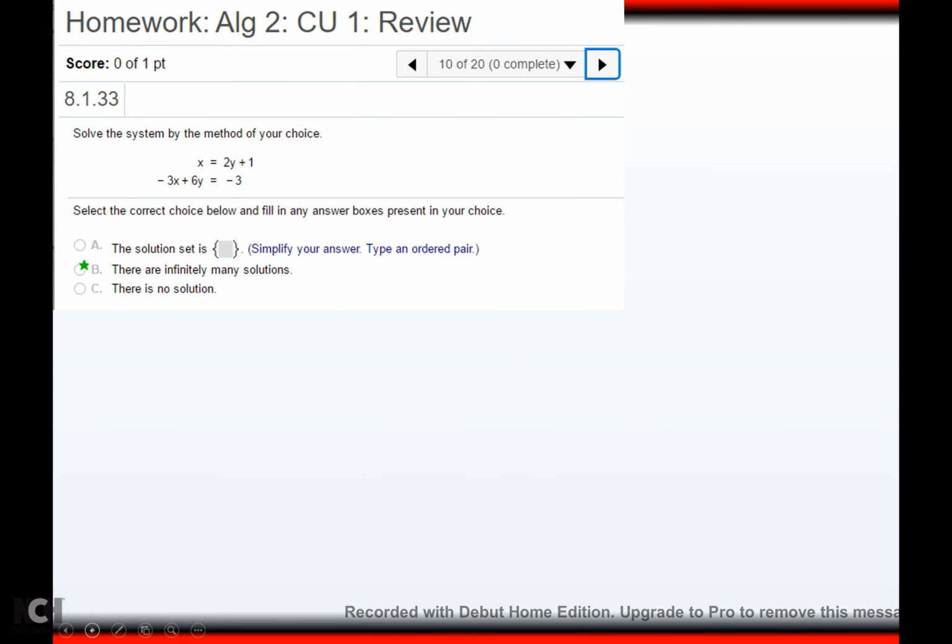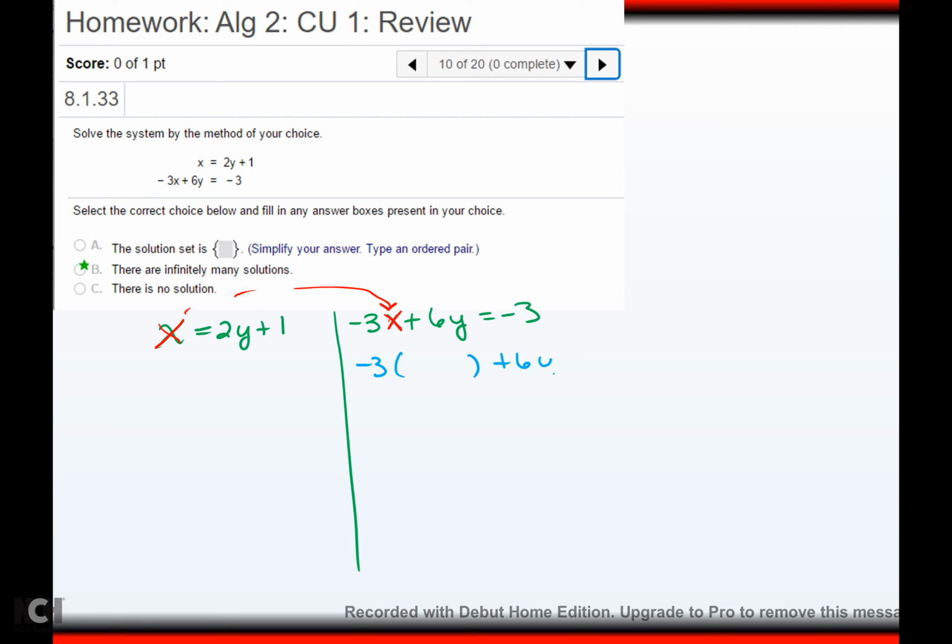Alright, so I solve the system by the method of your choice. I choose substitution because handy dandy, they gave me an equation with the letter all alone. So substitution, I'm lining them up side by side, horizontally. And Merry Christmas, Happy Birthday to me. X is already alone, so I'm going to go over and substitute, which means I'll have negative 3 parentheses plus 6y equals negative 3. This says that an x is worth 2y plus 1, so I change x to 2y plus 1, and I simplify.